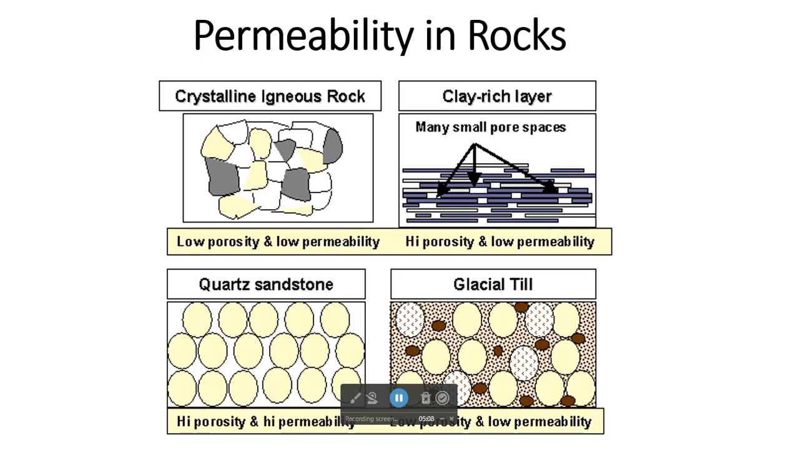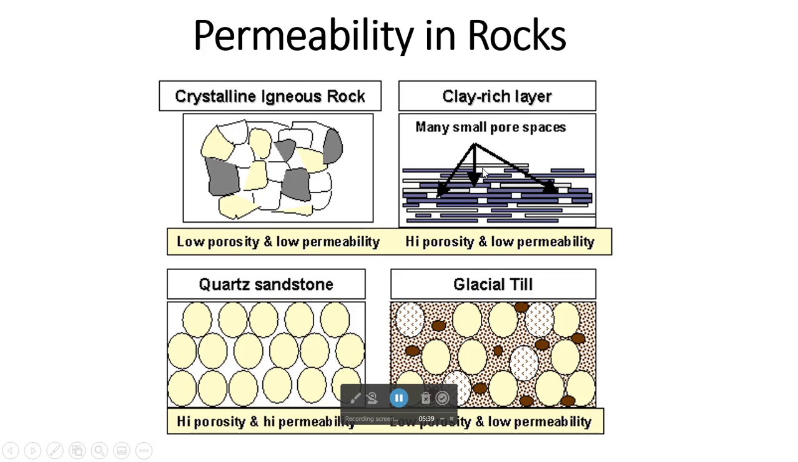Now we also talked about this property called permeability, which again is how easily a fluid can flow through a given material. So that means that the pore spaces have to be connected in order for the water to flow. So you can have a high porosity but a low permeability if the pores aren't connected. So here we have an example of our crystalline igneous rock, which might be a granite. That has very small pore space and very low permeability because of it.